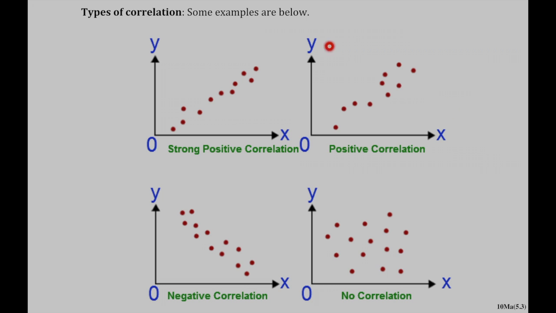When we look at the top right, again, forming a bit of an upward trend, so it's positive. The line's not as obvious, so it's not strong, it's just positive correlation. It's a bit difficult to sometimes tell whether it's strong or positive because it's almost a personal opinion, but we're just using those terms initially.